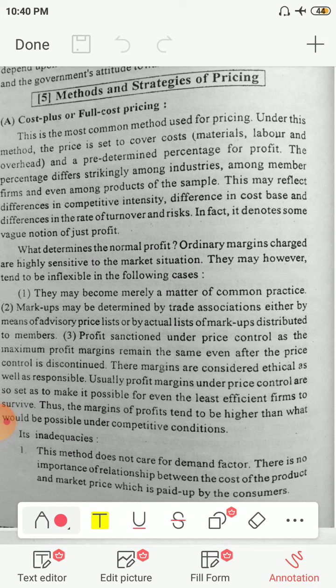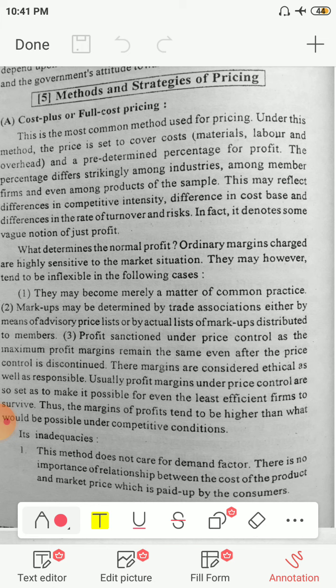Under this method, the price is set to cover cost, that is to say the cost of materials, cost of labor and cost of overheads, and a predetermined percentage for profit. The percentage differs strikingly among industries. See, what is cost plus pricing? It simply means we are summing up the cost related to the product plus we are adding the profit margin. Whatever the figure we get, that becomes the price of the product.